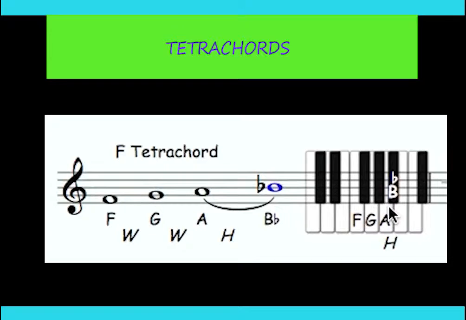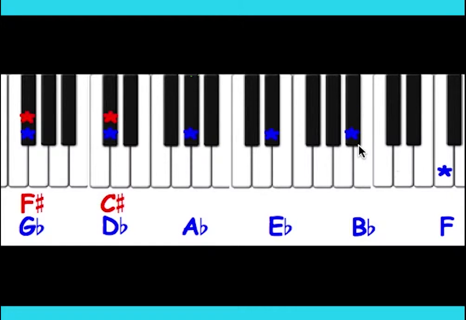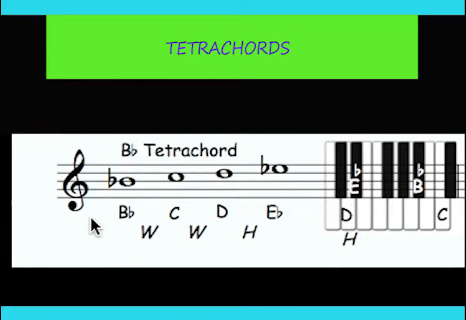When we were on A, the next letter name was B, and what we had to do to create a half step was take the B and make it flat. A perfect fifth down from F on the keyboard is B flat. So a whole step above B flat is C, and C to D a whole step, and then we have to make the E flat to create a half step.